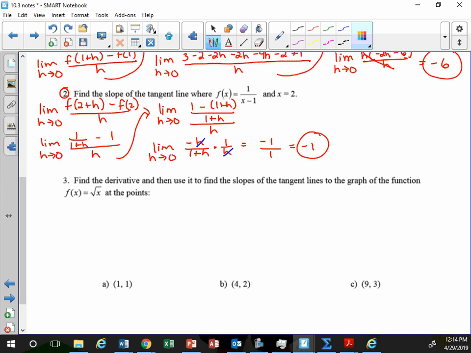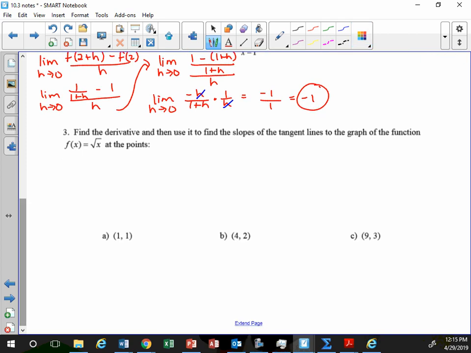See it? Okay. Questions? It's just tedious algebra, isn't it? I mean, it's not super fun. We'll get through it. All right, third one.